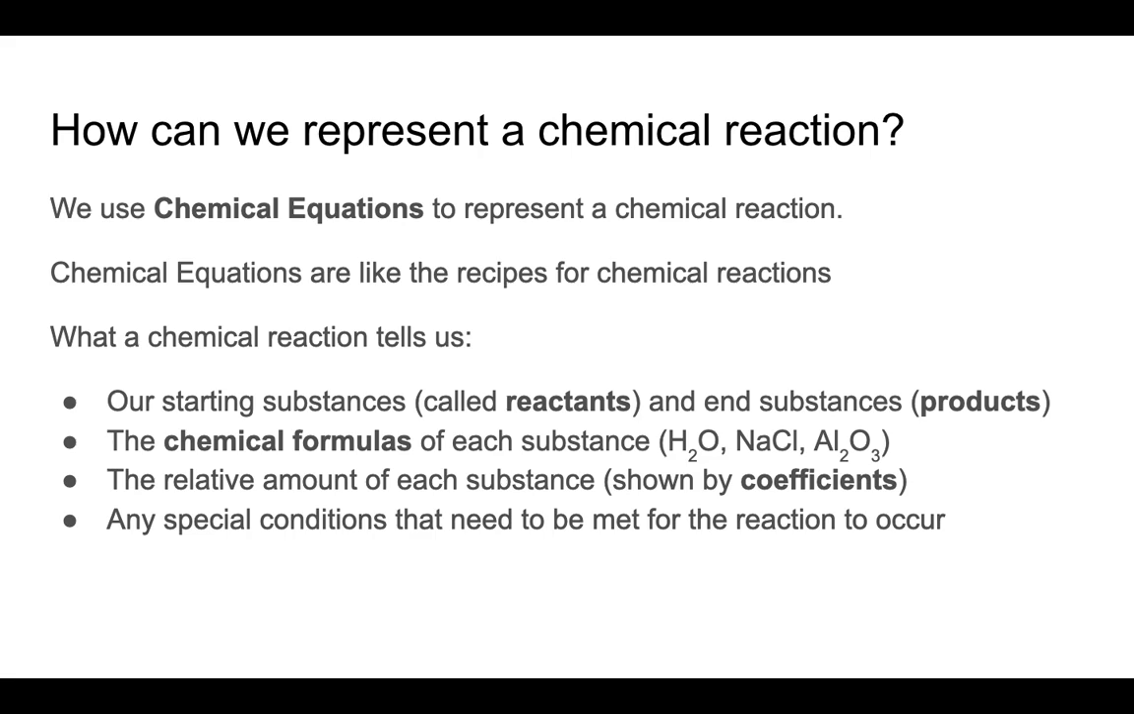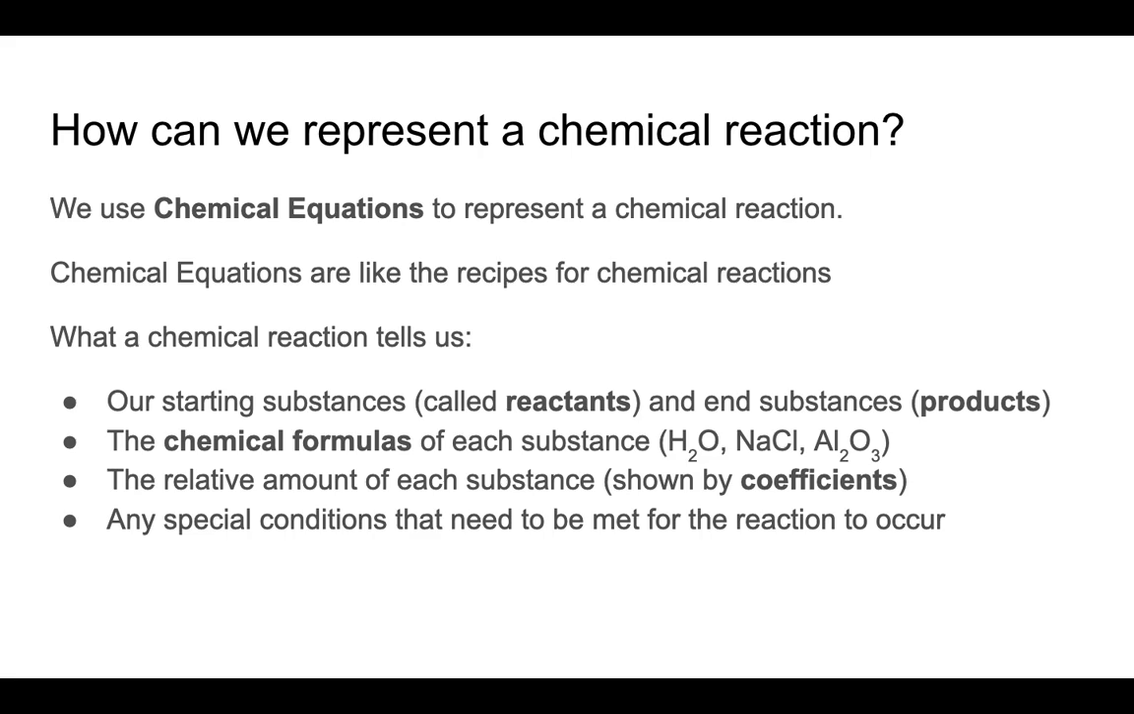Chemical equations are like recipes for chemical reactions. Basically, it tells us what we need to have the reaction, what we're going to get from the reaction, and if there's any special conditions that need to be met for that reaction to occur. So we've got a couple key parts, and they're all broken down on the next slide.